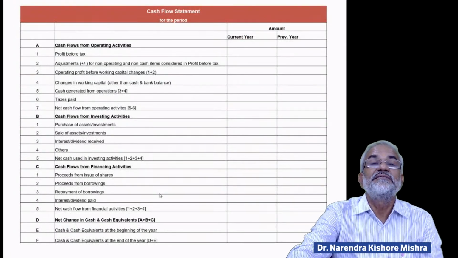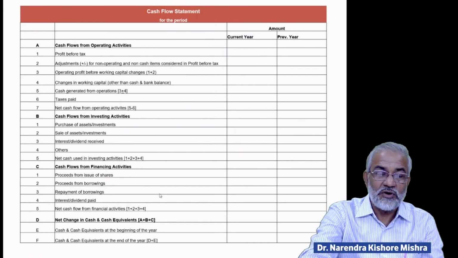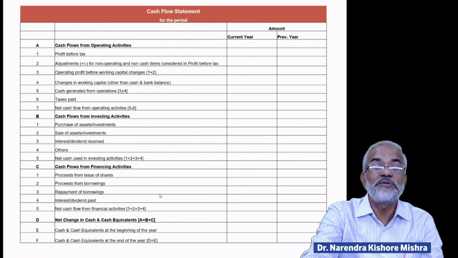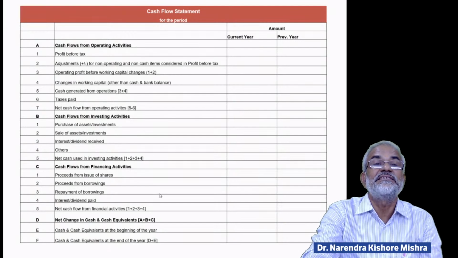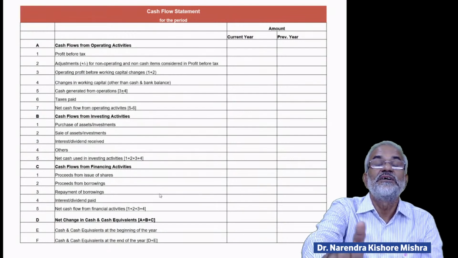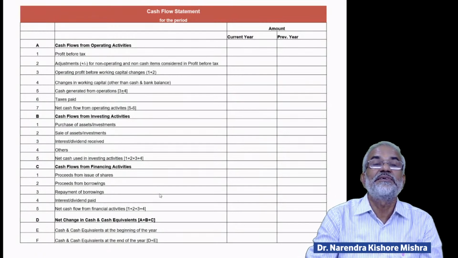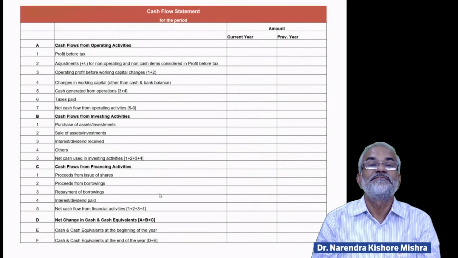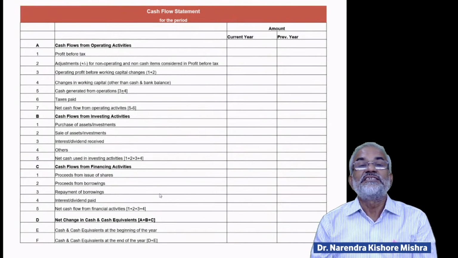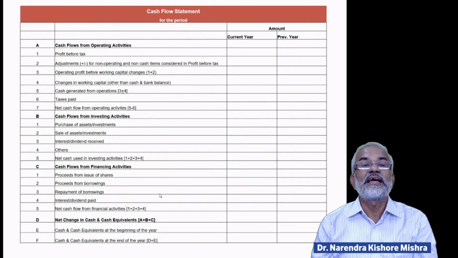What would be the cash from operation? What would be the cash from investment? What would be the cash from financing activities? This is the statement which speaks about the details of the preparation of the cash flow statement from different activities. First one is profit before tax, which is otherwise called PBT. Then adjustment as regards non-operating and non-cash items considered in profit before tax. That has to be taken into consideration. Either it is to be adjusted in a positive manner or in a negative manner.